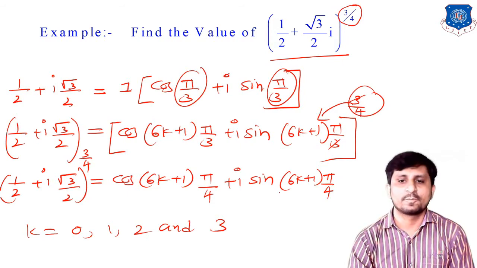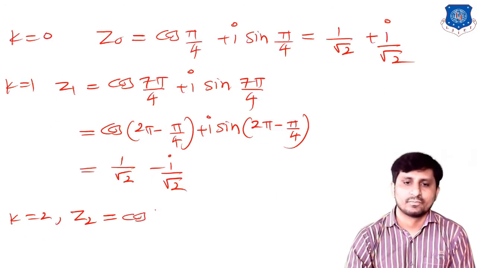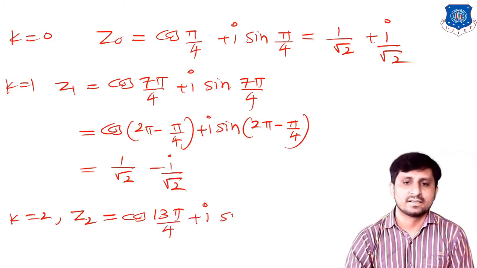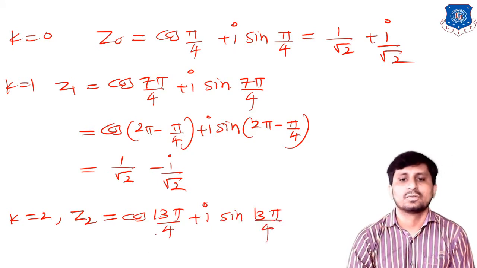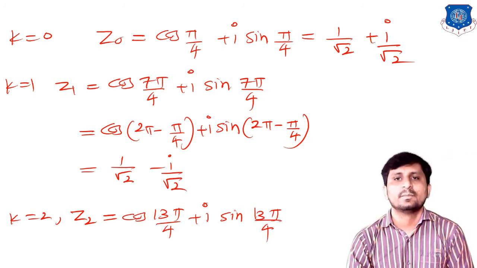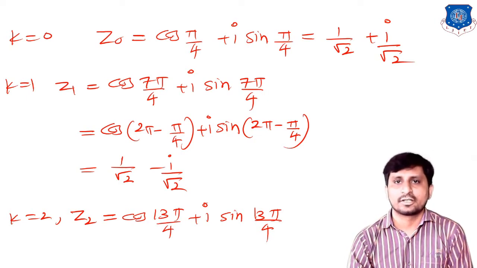So cos 13 pi by 4 plus I sin 13 pi by 4. Okay, and 13 pi by 4 can be written as 3 pi plus pi by 4. Okay, 3 pi plus pi by 4 means you are in which quadrant? Third quadrant. In third quadrant, cos and sine both are negative.